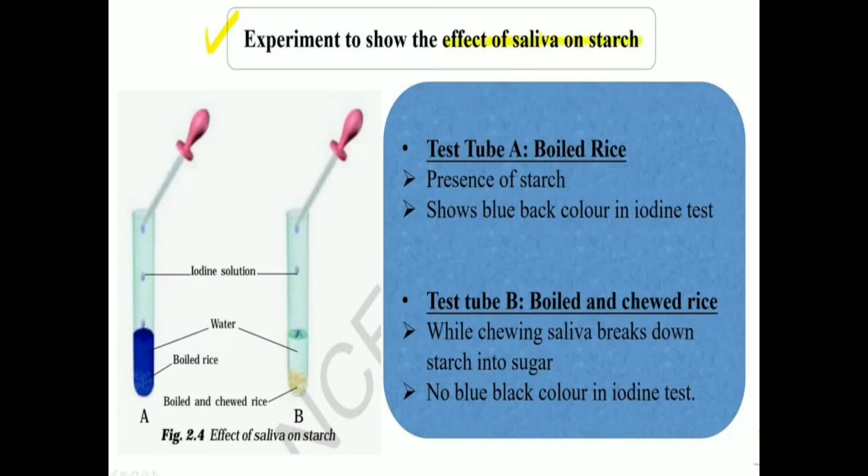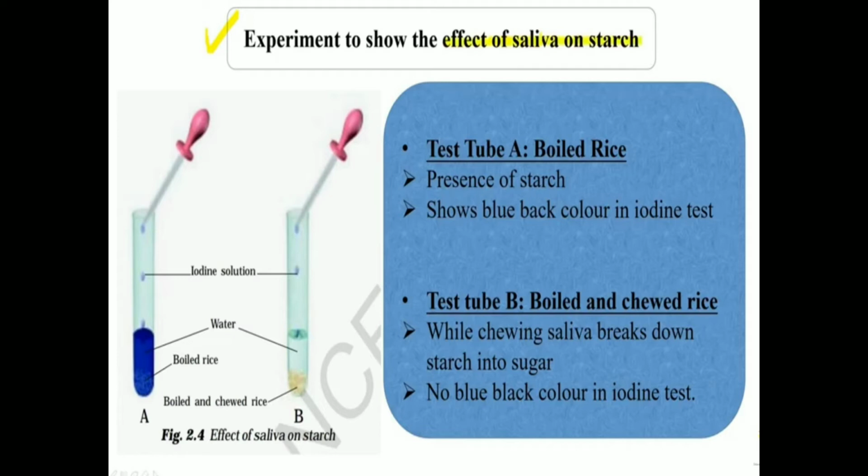Here is an experiment to show the effect of saliva on starch. I told you that digestion of carbohydrate, starch, begins in the mouth only. Here we have two test tubes. In one test tube you take boiled rice and 3 to 5 ml of water. In another test tube you take chewed, boiled rice and 3 to 5 ml of water. After that you add 3 to 5 drops of iodine solution.